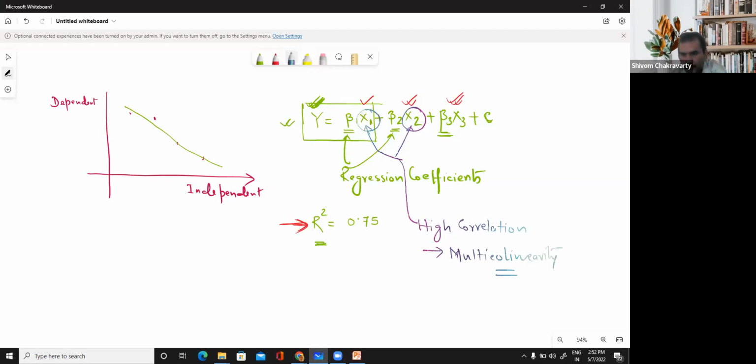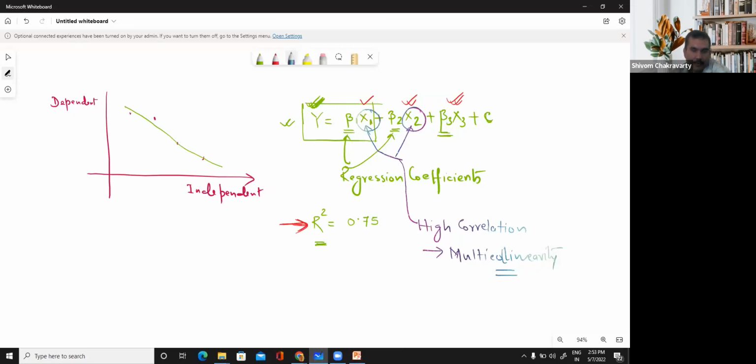I'm not sure about the spelling. Sometimes it is spelled with double L also. So this is one thing you have to be alert about while using regression. Some softwares even check if there is a high correlation between two or more independent variables, then it will give you an alert message, multi-collinearity detected. Yeah, like that. So this is one part, R square and then multi-collinearity.